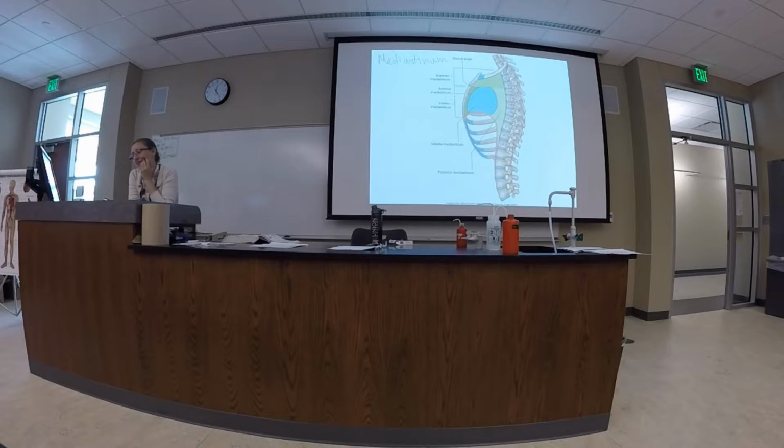And it's divided into several sections, so it's the space between the pleural cavities, between the sternum and the vertebral column. Remember at the sternal angle and the vertebral column, T4, T5 level, we have the separation of the superior mediastinum from the inferior mediastinum.